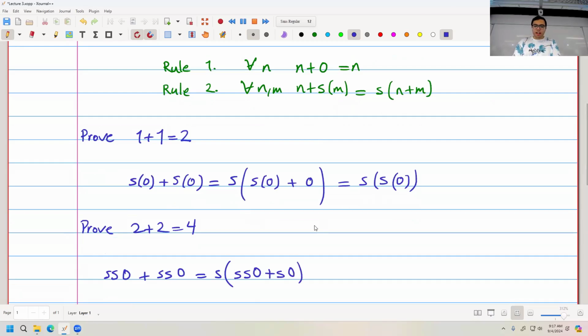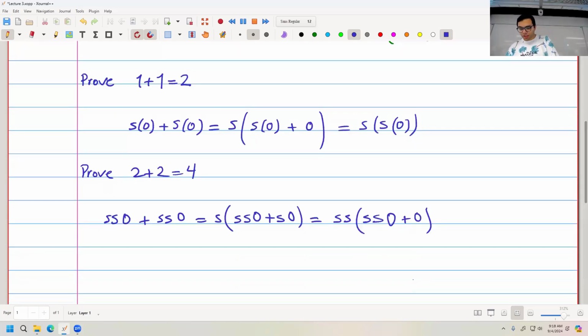Okay. But then I have to apply the same rule again because my second number is still the successor of something. So I say this is the successor of 0 plus 0. And at this point, I have plus 0. So I can apply rule 1 and I can basically remove the plus 0. So I get this, which is 4. So this is a proof that 2 plus 2 is equal to 4.